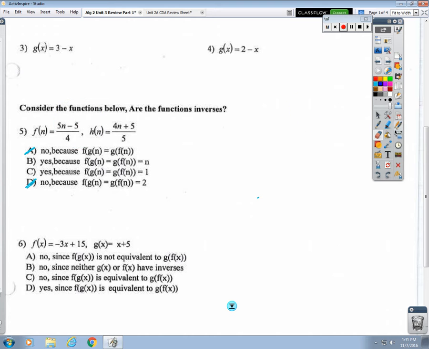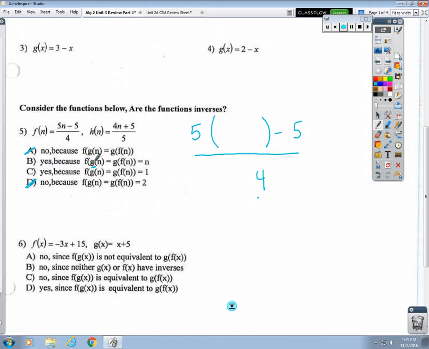Okay, so we know it's yes. We just aren't sure which one of these is correct. Everybody understands why it's yes though, correct? Okay, so first I'm going to do this part. I'm going to take the f function first, which is (5n minus 5) over 4. See how all I did was rewrite this f function? I'm going to plug the g function in it.